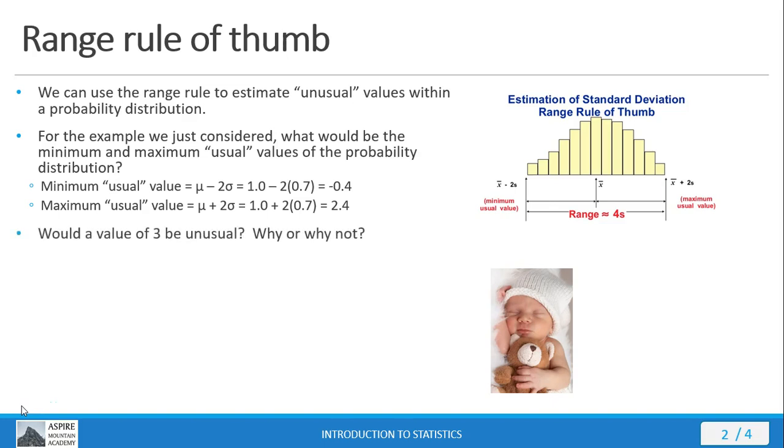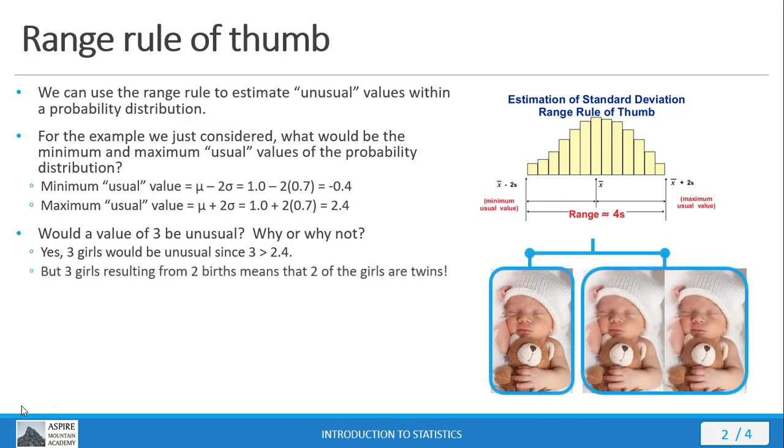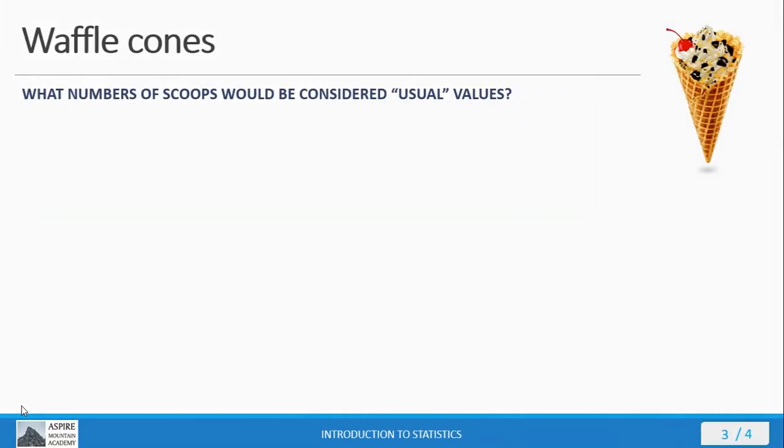So would a value of 3 be unusual? Why or why not? Well, we just look at our range there and say, yes, 3 would be unusual because it's greater than 2.4. And of course, the only way to get 3 girls out of 2 births is for one of those births to be twins. That's a rather unusual event in itself. So that's what makes that number unusual.